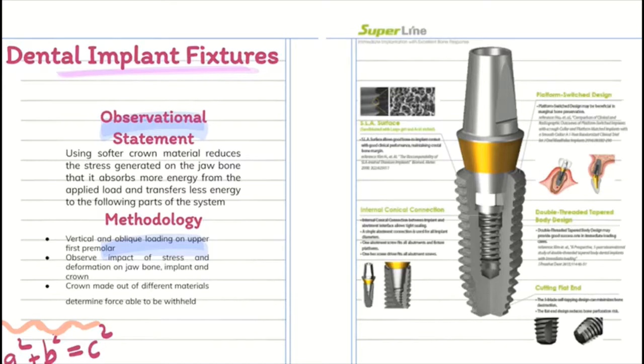Vertical and oblique loading conditions are exerted on the upper first premolar. The dental implant fixtures, referred to as the crown and the jawbone, and the implant itself are observed for the stress and deformation when the force is exerted on the said sections. It is shown how crowns made out of different materials withstand the force exerted on them.